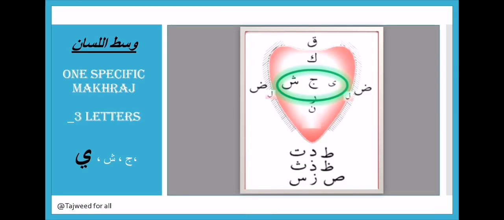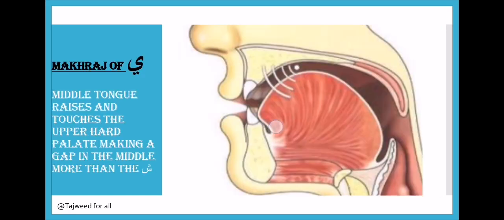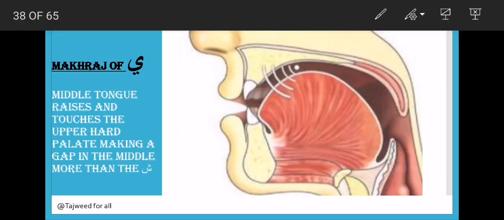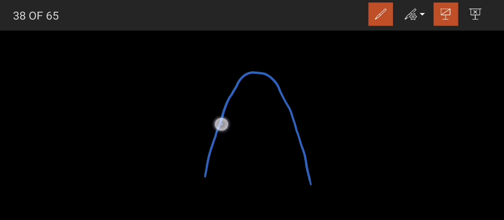And now we will move to the letter ya. Okay, the ya is the last letter. So what is happening with the letter ya is that, okay, I'll show you. So this is the tongue. Only a small area will touch above. Okay, if this is my upper roof, these two areas will be here, but the opening will be more. Ya, ya, ya, ya.